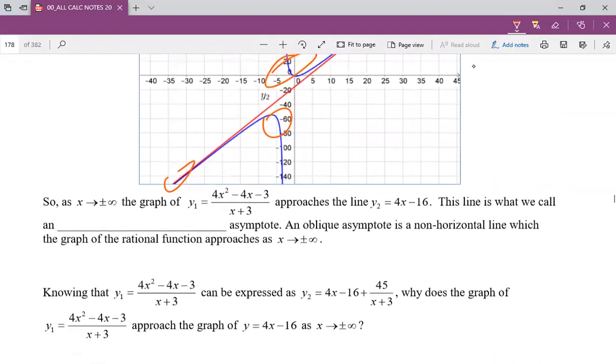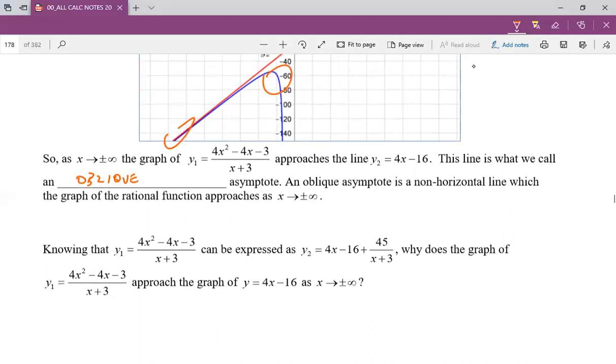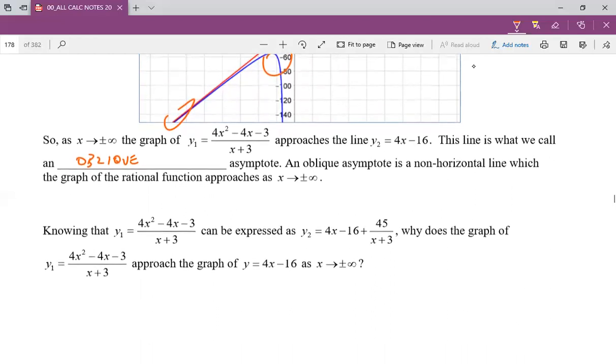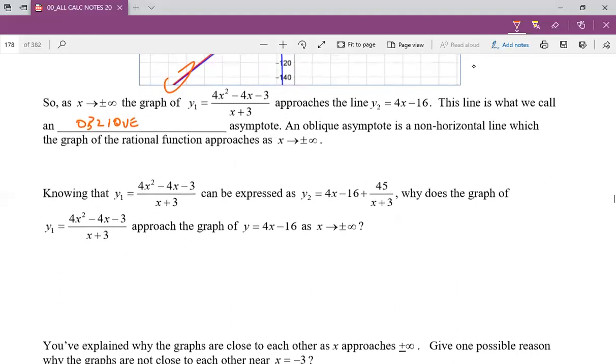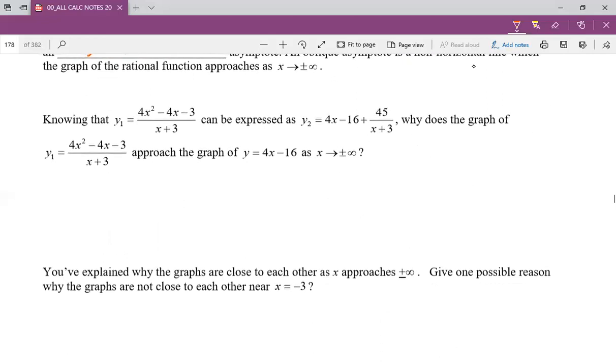This is called an oblique asymptote, also known as a slant asymptote because it's just this slanted line. In mathematics, we call it an oblique line. An oblique line is a non-horizontal line which the graph approaches as x goes to plus or minus infinity. All right, so not that big a deal. All we need to remember is that to look for oblique asymptotes, we just have to do some division and look at what we have for a quotient.